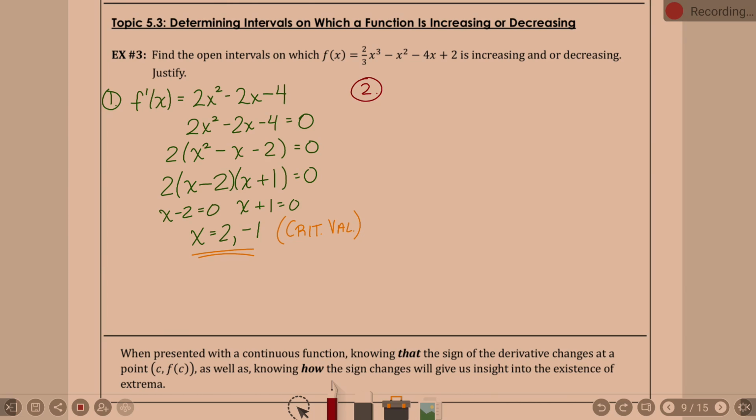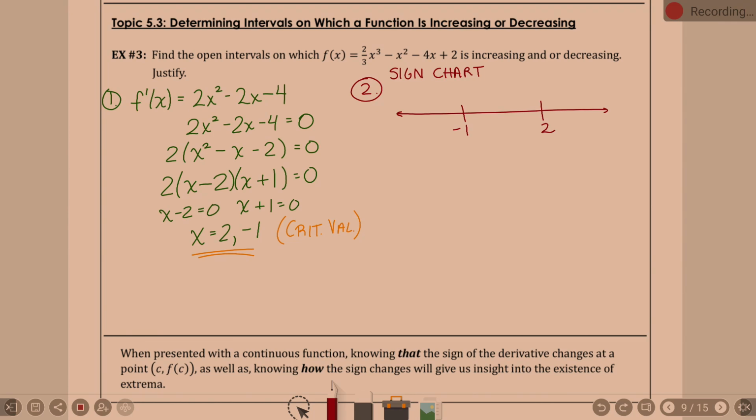Now, I didn't use the word sign chart, but I'm going to call it a sign chart. You've done these before. We did these back in Algebra 2. But we're going to do a sign chart. On my sign chart, I'm putting -1 and 2.